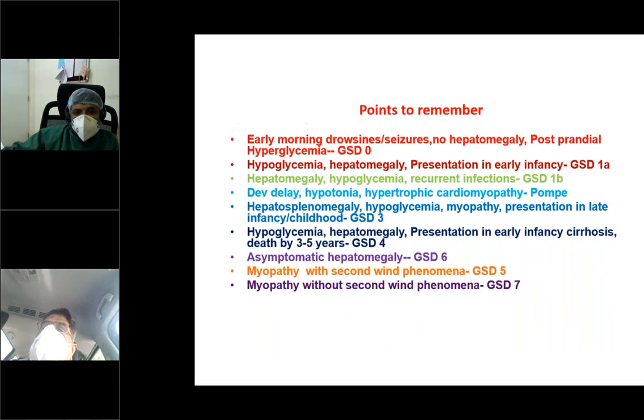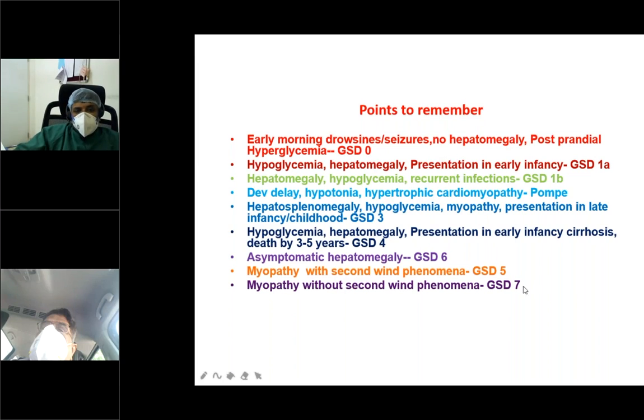And the most important thing is going to be the uncooked cornstarch. That is most important. We have to take real pains and effort to tell the families, otherwise the treatment is not going to be fruitful. So the points to remember when we are dealing with a child with glycogen storage diseases: early morning drowsiness or seizures, no hepatomegaly, and postprandial hyperglycemia, it is always a GSD 0, right?